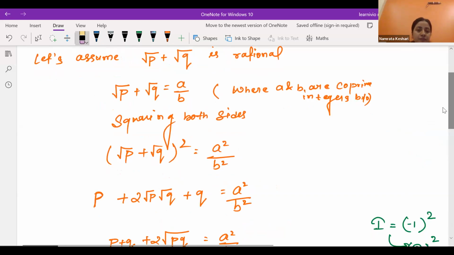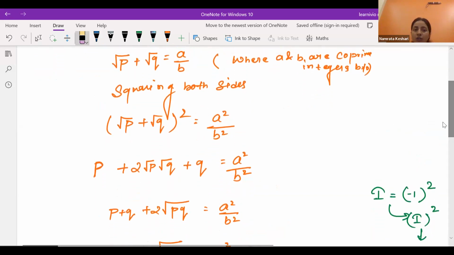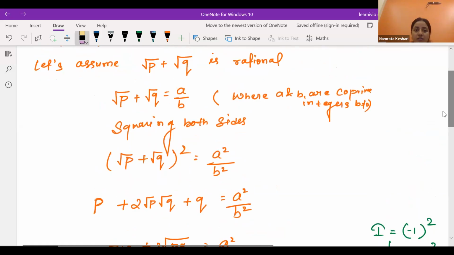Ma'am, first we can take root p as the number, and we will prove that root p is not rational. So we assume it is rational, and our contradiction will show this wrong. You said an irrational number added to a rational number will result in an irrational number, right? Yes, even that root is q. We can do it that way. Yes, whatever you are saying makes sense. Okay, that way also we can do it.